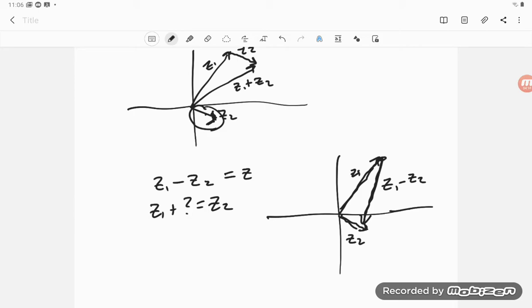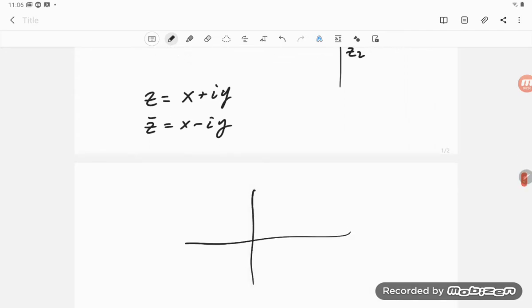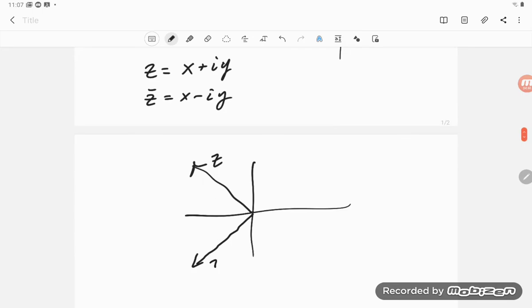Okay. And now some other things, I've mentioned the conjugate. So if Z is X plus IY, then the conjugate of Z is X minus IY. And so again, if I were to draw these things, maybe that's Z, then Z conjugate would be the mirror image across the real axis. So here's Z bar.